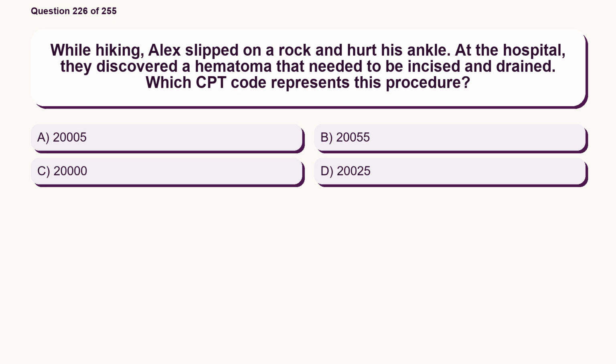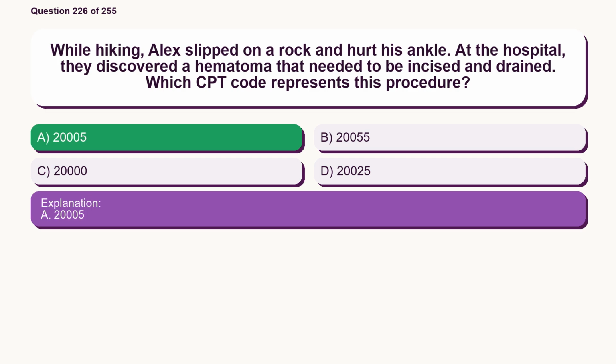Question 226. While hiking, Alex slipped on a rock and hurt his ankle. At the hospital, they discovered a hematoma that needed to be incised and drained. Which CPT code represents this procedure? Option A 20005, Option B 20055, Option C 20000, Option D 20025. The correct answer is Option A, 20005.